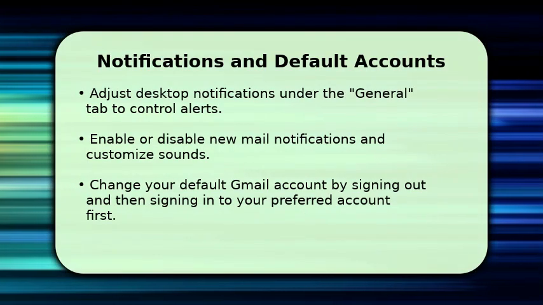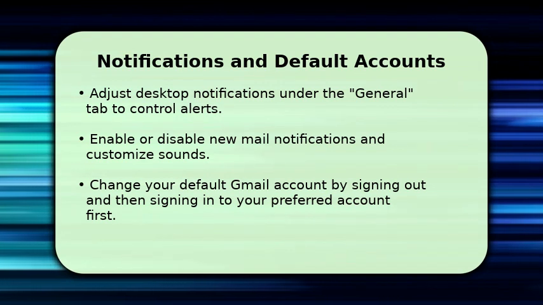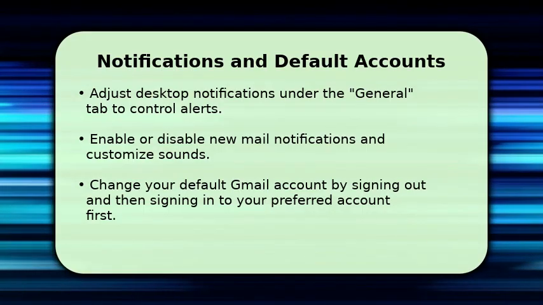Staying organized means managing your alerts. In the General tab, scroll down to Desktop Notifications. You can enable or disable new mail notifications and even choose a specific sound for incoming emails. To change your default Gmail account, you must sign out of all accounts in Chrome. Then, sign back into your desired primary account first. This will set it as your new default.